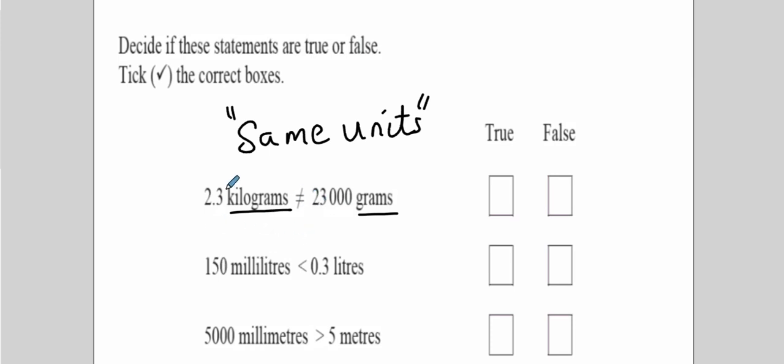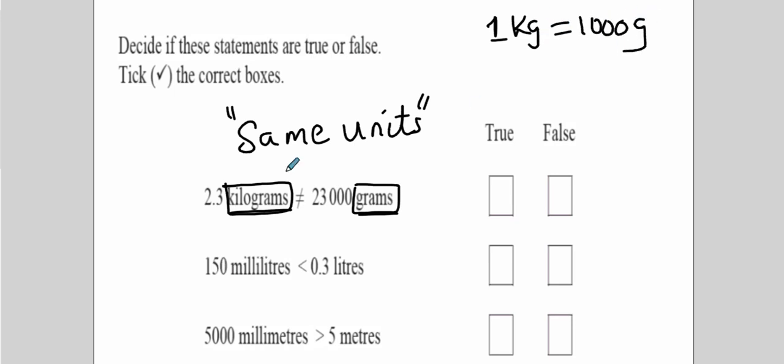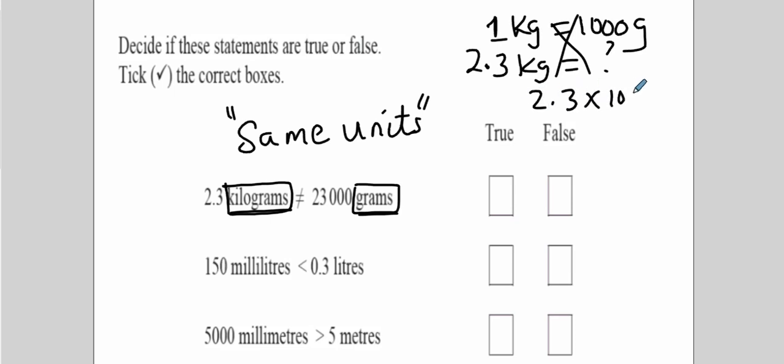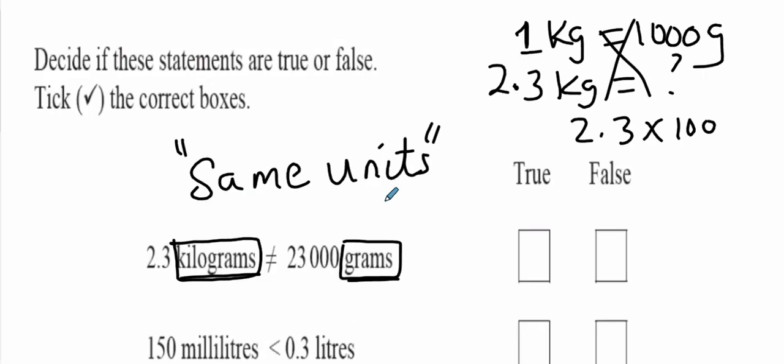So you can't judge. So this time I prefer changing bigger units into smaller units. Now kilogram is bigger than gram, so let me change kilogram into gram. So we know that 1 kilogram equals 1000 gram. Now how about 2.3 kilogram? It will be equal to how much? So cross multiply. You do 2.3 multiplied by 1000 divided by 1.